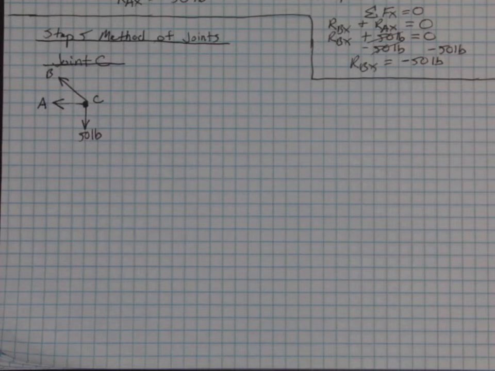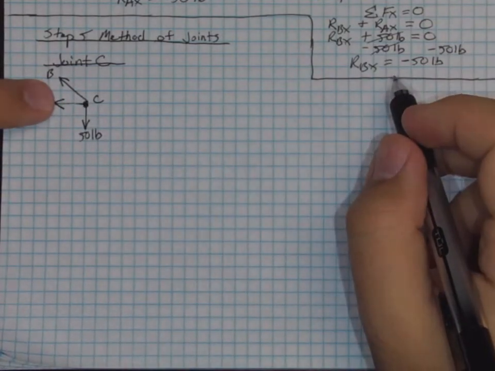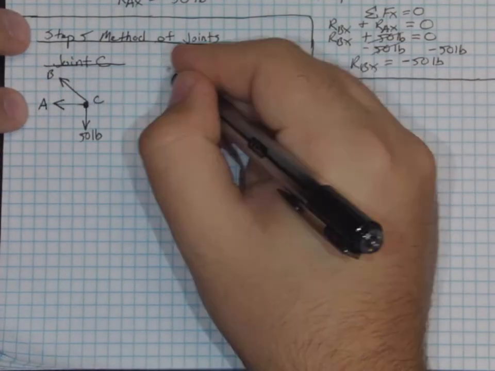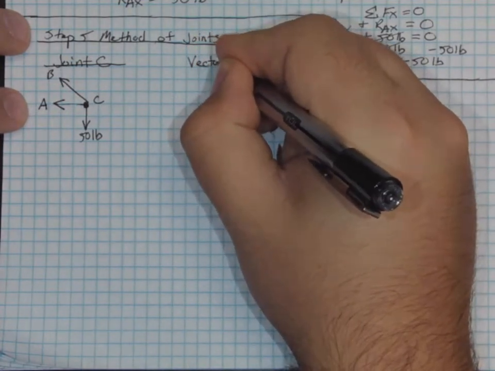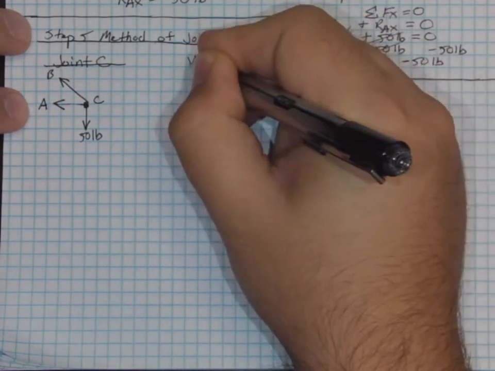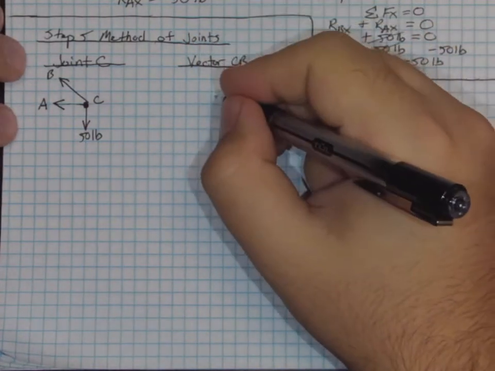Now, our next component would be to look at whether we have any vectors. In this case, we do have a vector. We have a force that's acting at an angle. We do know what that angle is, but let's go ahead. I like to create a little side calculation here to break down this vector.